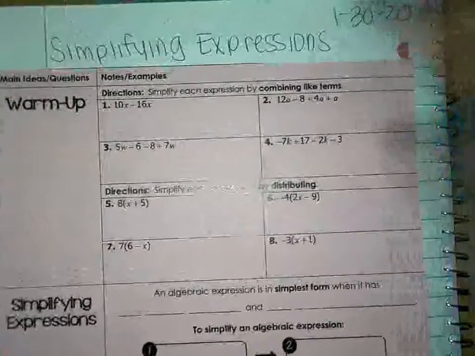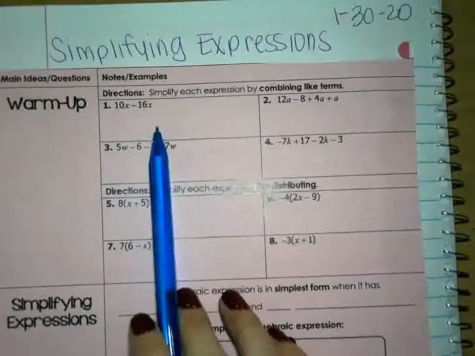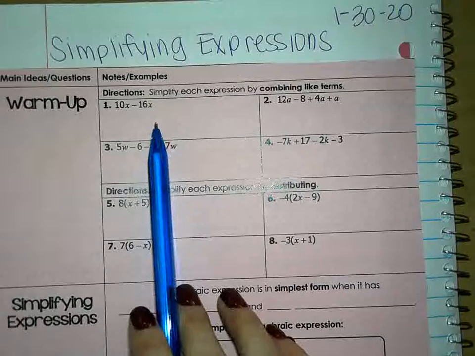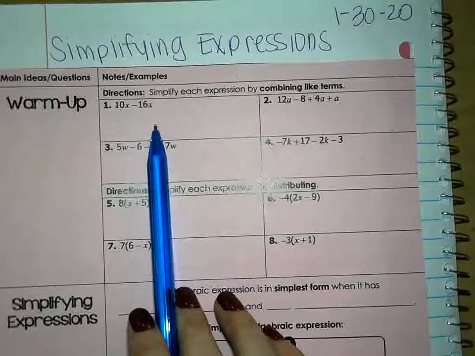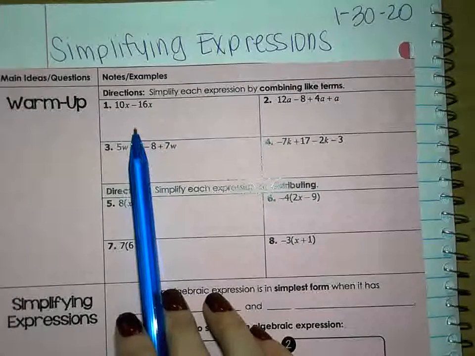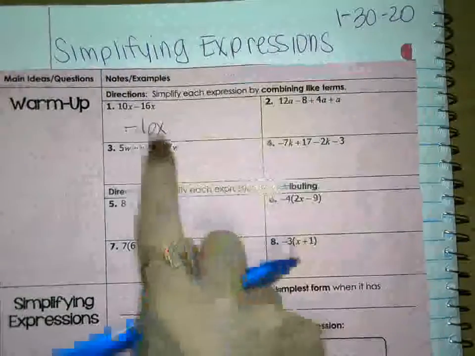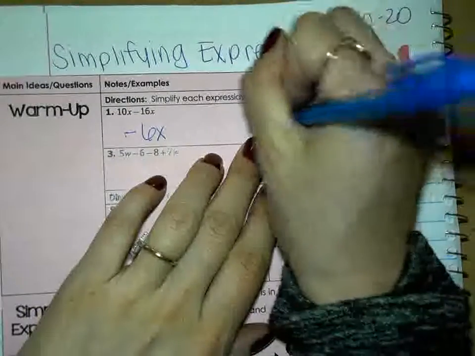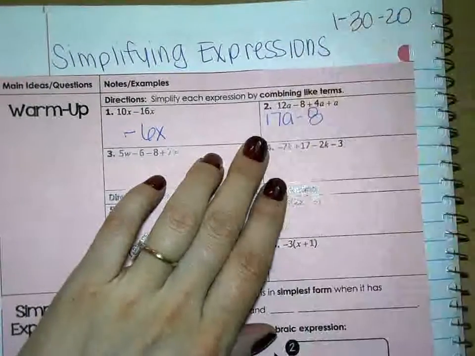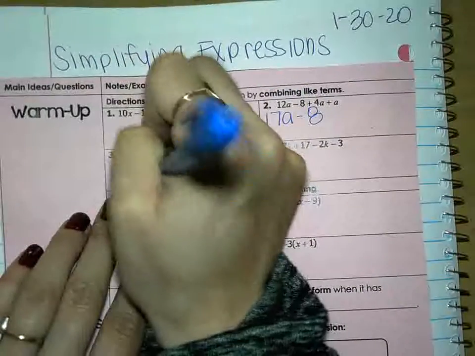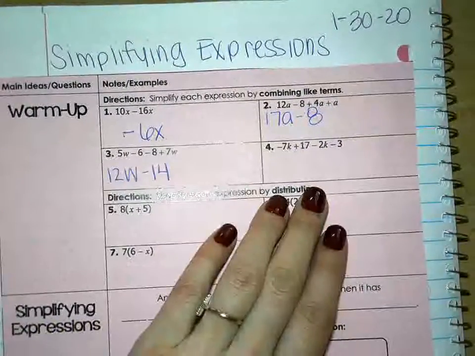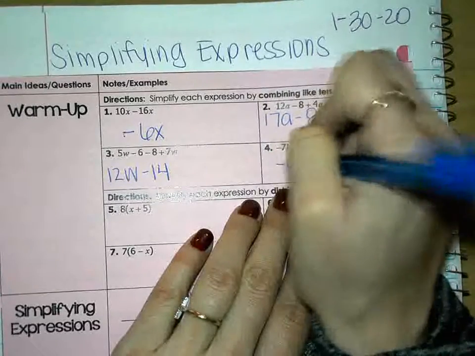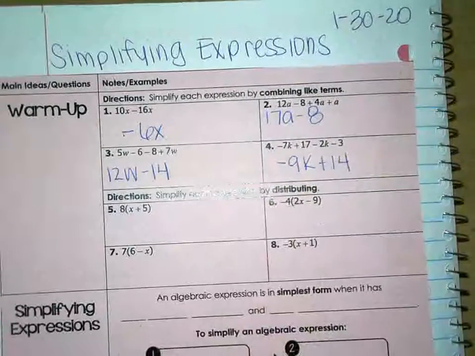Alright, so first things first, we need to review combining like terms. You guys just took a homework quiz over it, so hopefully we did well. Number 1, what's my answer, everyone? Good, negative 6x. Number 2? 17a minus 8. Good. 3? 12w minus 14. Perfect. And number 4? Negative 9k plus 14. Good.